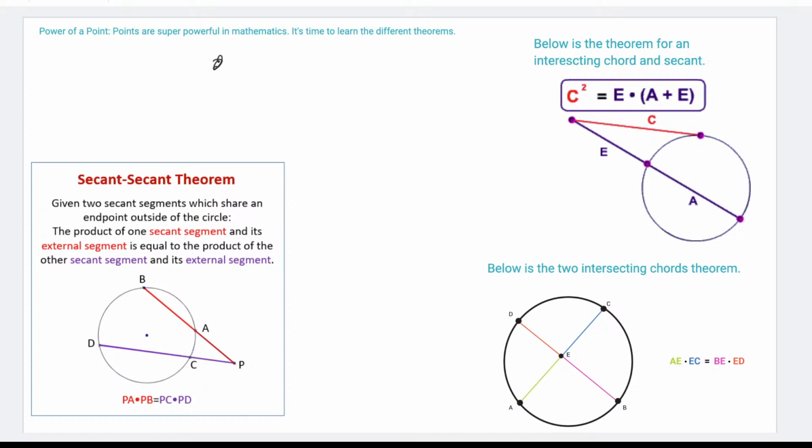PA times PB equals PC times CD. So the length outside the circle times the full length equals the length outside the circle times the full secant. And that's the two secant theorem.